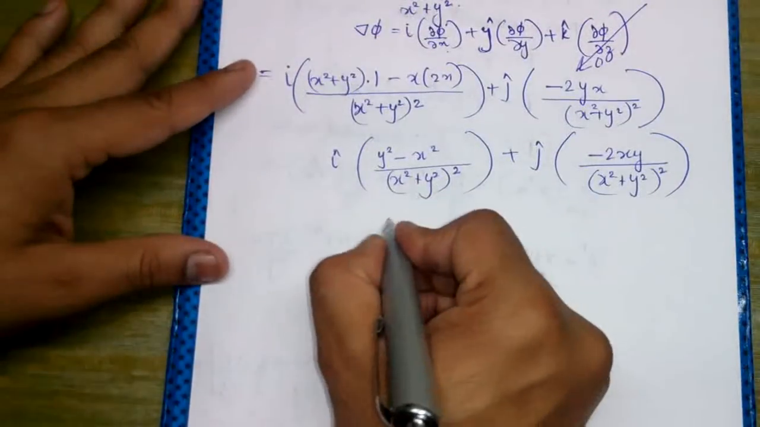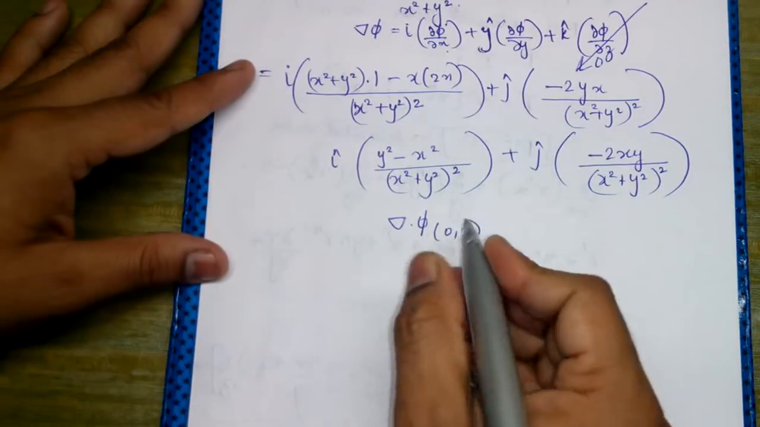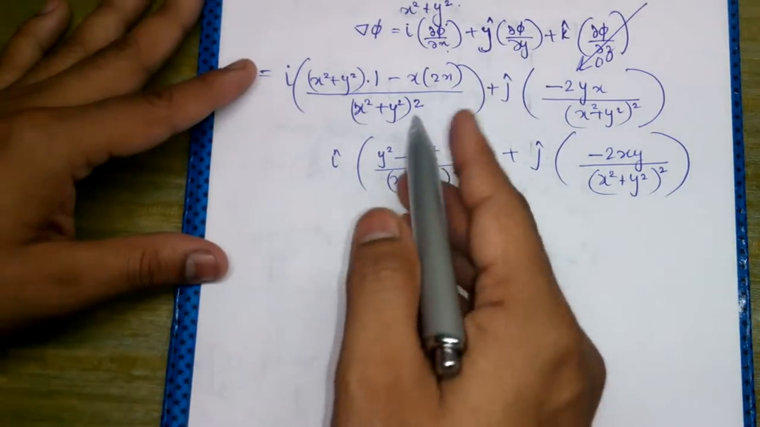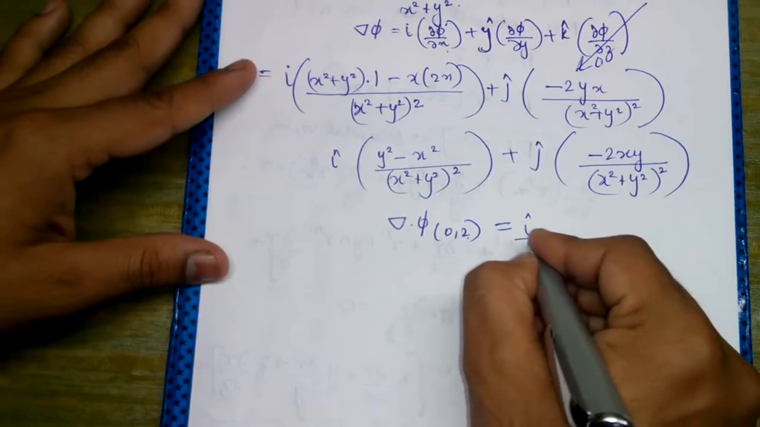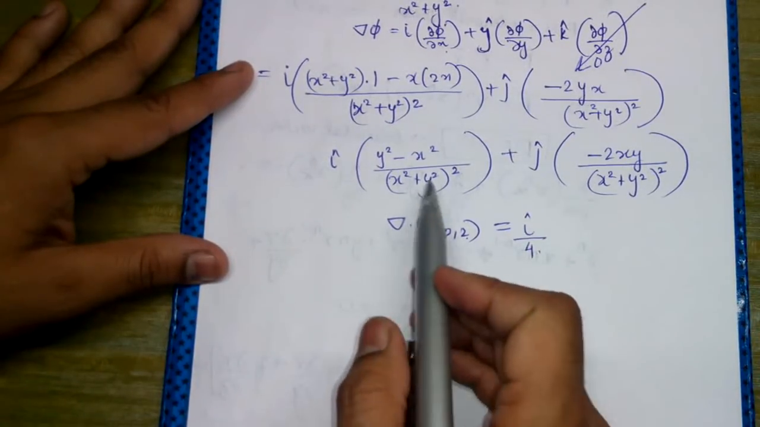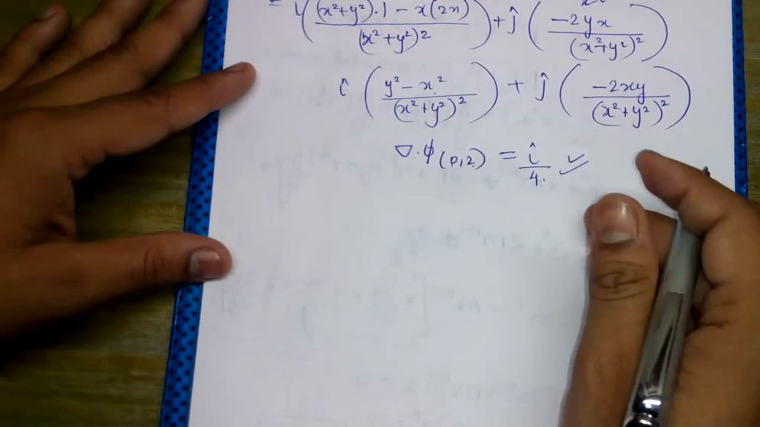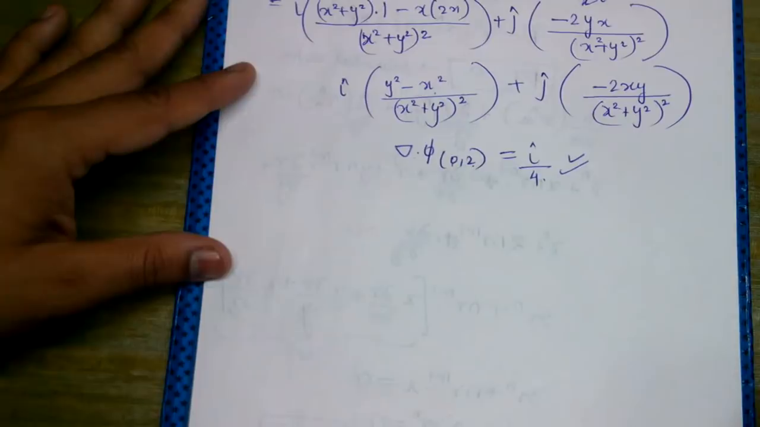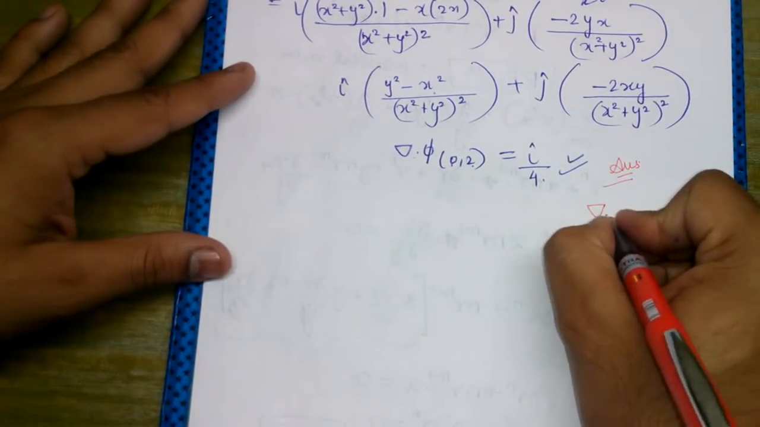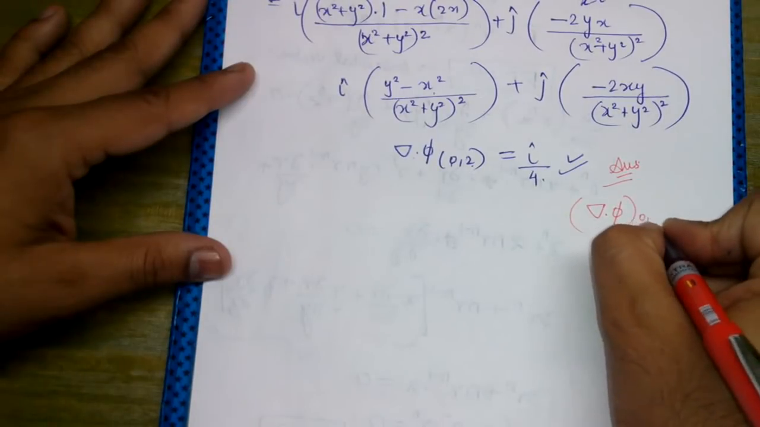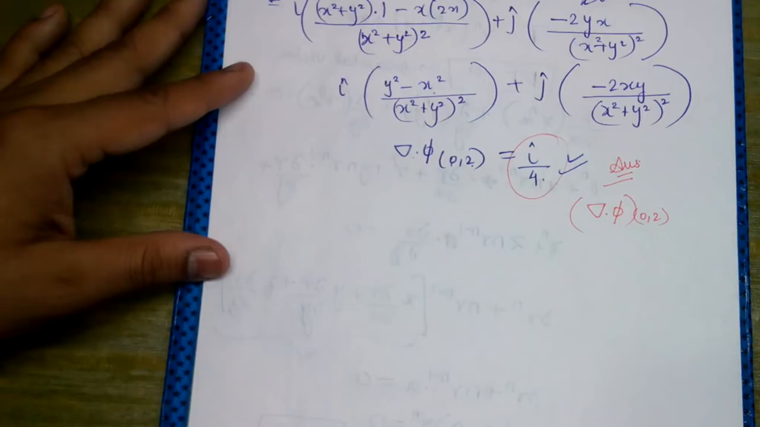Okay, so for nabla phi at the point (0, 2), we have to find out the value of the gradient at the point (0, 2). So this is simply coming out to be i by 4. We will keep x equal to 0 and y equal to 2. So it is coming out to be i by 4. So this was the question where we had to find out the value of nabla phi at the point (0, 2). So the answer is coming out to be i by 4.